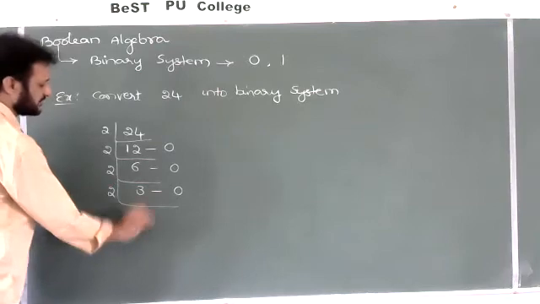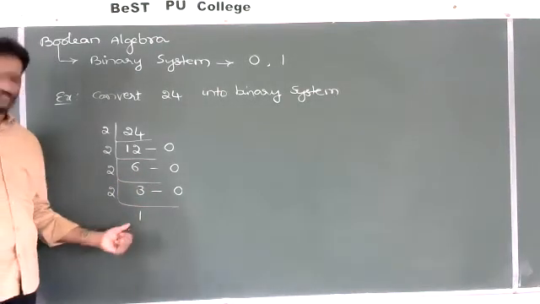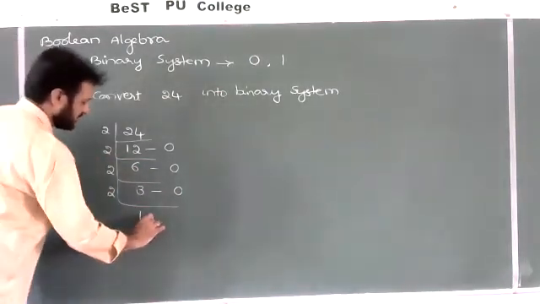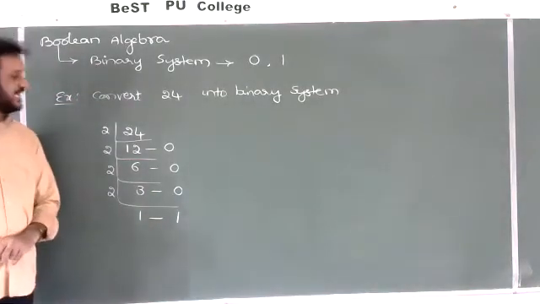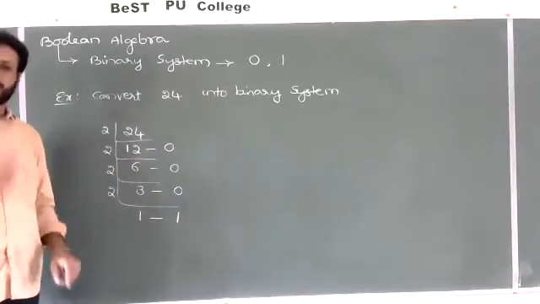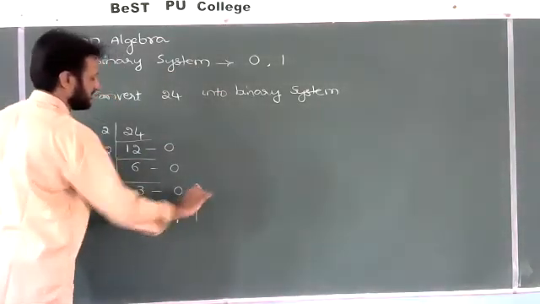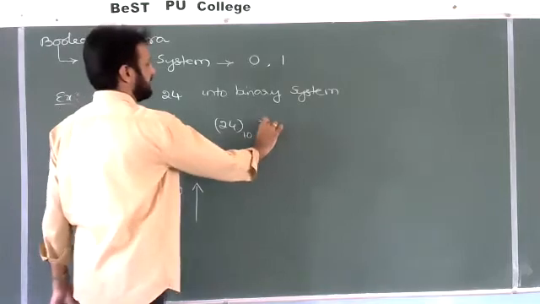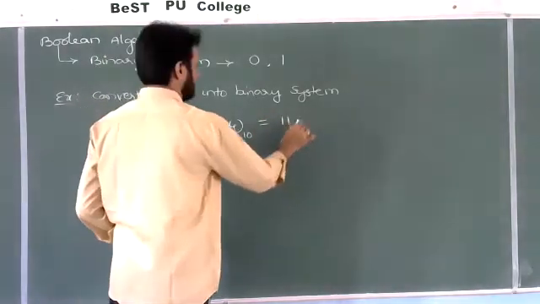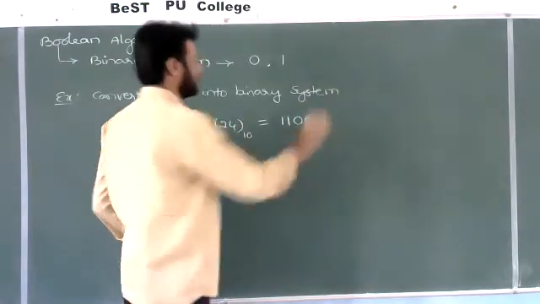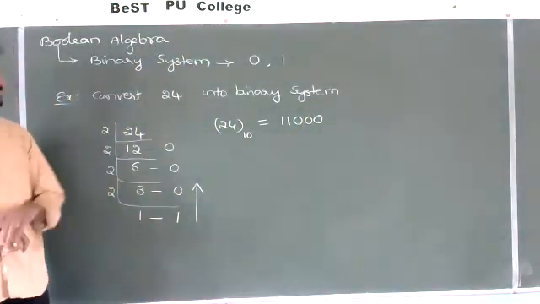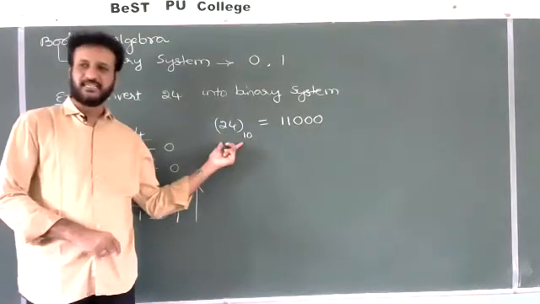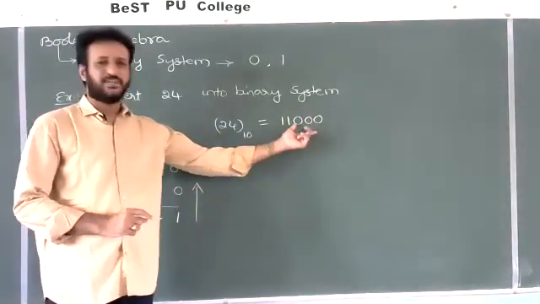Again 2 ones are 2, remainder 1. Check correct or not? And then write these zeros and ones from bottom to top like this. Therefore 24 in the decimal system is equal to 11000, that is 1, 1, 0, 0, 0. So 24 in a binary system is equal to 11000.